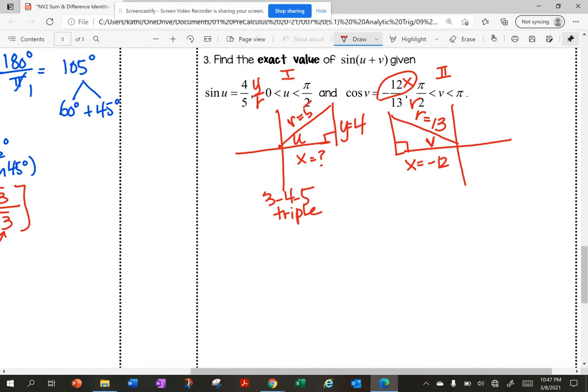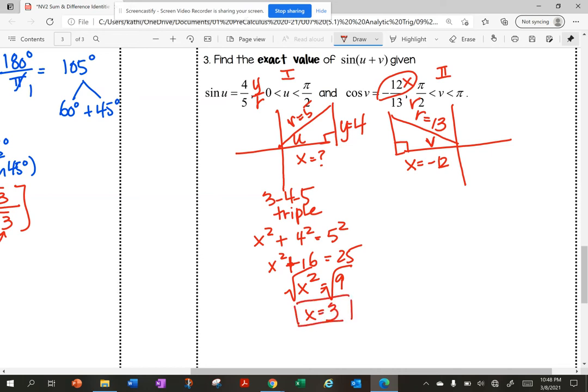But if I don't remember that, then I'm going to set this up with the Pythagorean theorem: x squared plus 4 squared equals 5 squared. So x squared plus 16 equals 25. Subtract 16 from both sides, I get x squared is 9. So I'm going to take the square root, and I get x equals 3. I know it's positive, so it's positive 3.